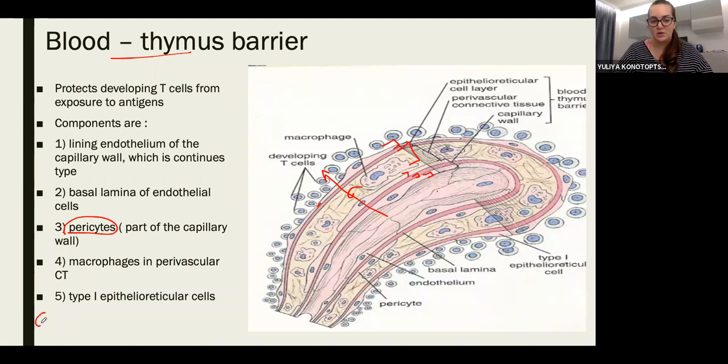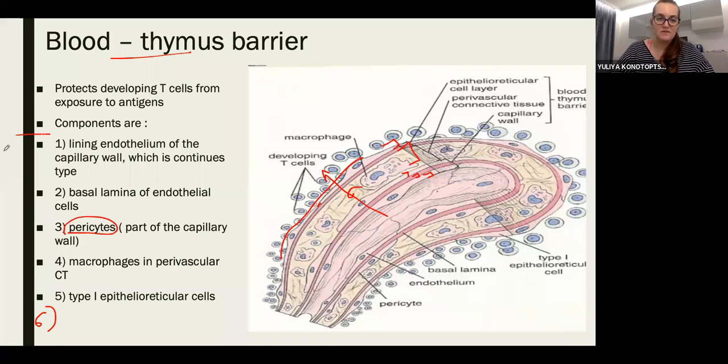And last year, they have added the 6th layer. Apparently, type 1 epithelial reticular cell is sitting on a basement membrane. So there is a basement membrane of the type 1 epithelial reticular cell, which cannot be visible on any kind of drawings, but it is there. Okay, so it is there. So this is a blood-thymus barrier.